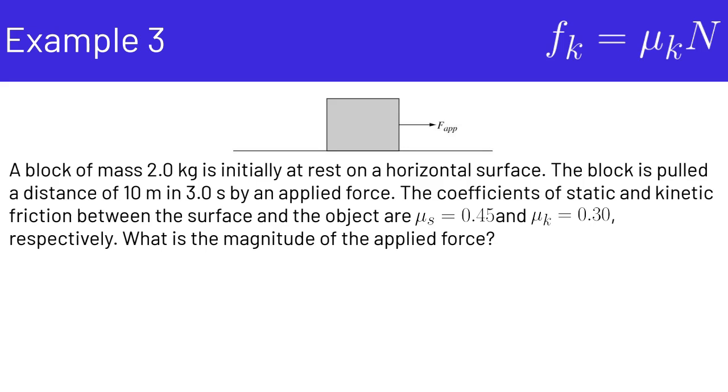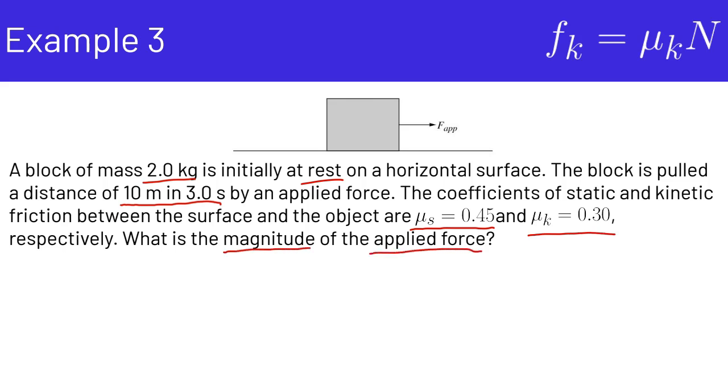Okay, example number 3. A block of mass 2 kilograms is initially at rest on a horizontal surface. The block is pulled a distance of 10 meters in 3 seconds by an applied force. The coefficients of static and kinetic friction between the surface and the objects are mu sub s equals 0.45 and mu sub k equals 0.3, respectively. What is the magnitude of the applied force?